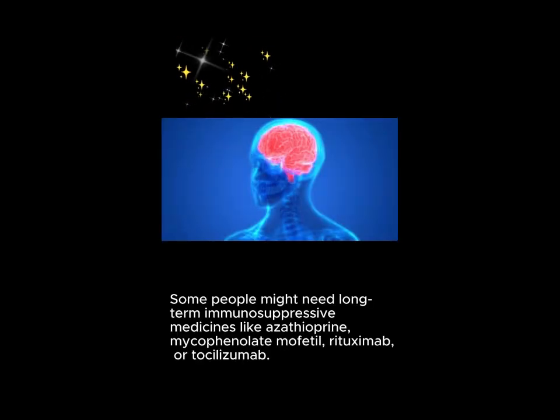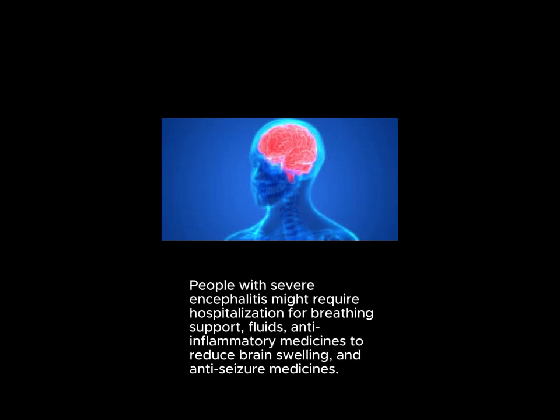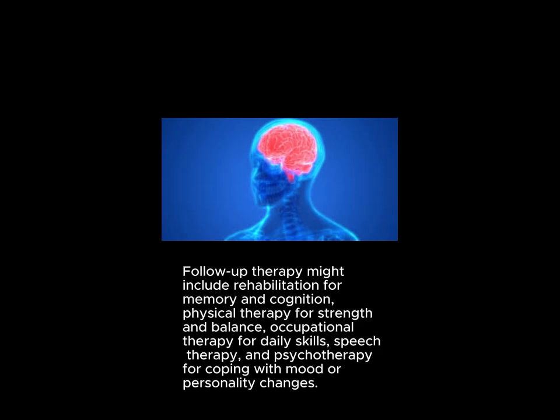Some people might need long-term immunosuppressive medicines like azathioprine, mycophenolate mofetil, rituximab, or tocilizumab. If tumors cause the condition, surgery, radiation, or chemotherapy may be needed. People with severe encephalitis might require hospitalization for breathing support, fluids, anti-inflammatory medicine to reduce brain swelling, and anti-seizure medicine. Follow-up therapy might include rehabilitation for memory and cognition, physical therapy for strength and balance, occupational therapy for daily skills, speech therapy, and psychotherapy for coping with mood or personality change.